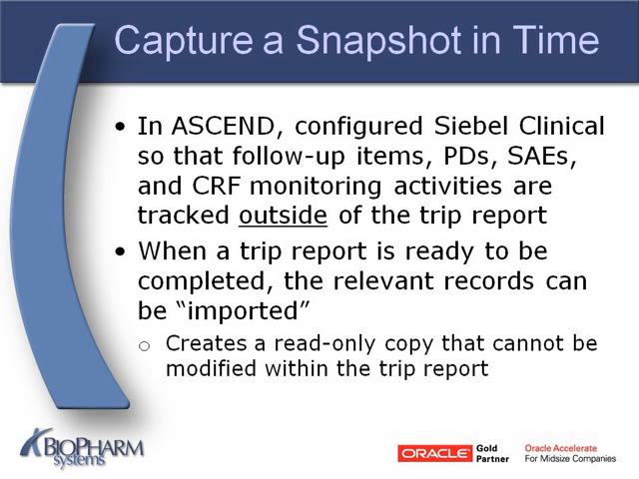So in Ascend, what we've done is we created areas outside of the trip report where you can track follow-up items, protocol deviations, serious adverse events, and CRF monitoring. And then within the trip report, we've created a way to import read-only copies of those records at specific times. So at any point when you're importing those records into the trip report, it's actually taking a copy and taking a snapshot of, again, the current status of those records at that site. And again, this will become a little bit more clear once we jump into the demo.